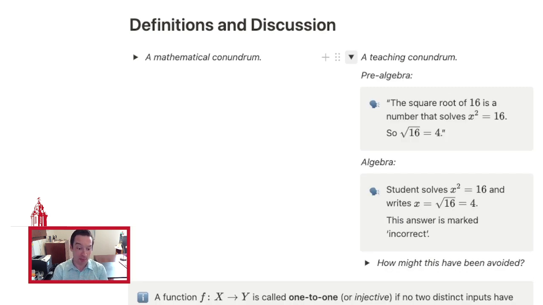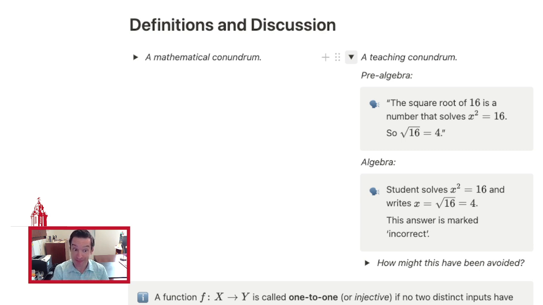Students are told in their pre-algebra curriculum what the square root of 16 is, for example. And usually the way that we introduce this is we tell students it's a number that solves x squared equals 16. It's something which, when you multiply it by itself, gives you the number that's underneath the radical. So the square root of 16 is written as 4. Great. This is a great way to introduce the concept of a square root to students who are not familiar with it.